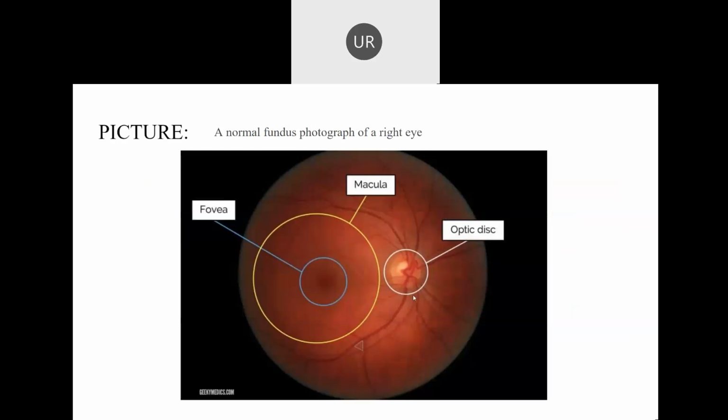Okay, next, please. So this is a normal picture of the fundus of a right eye. There is the optic disc, macula and foveola. In order to know the abnormalities, we need to know the normal one. So next, please.